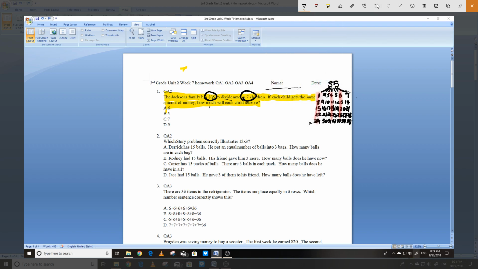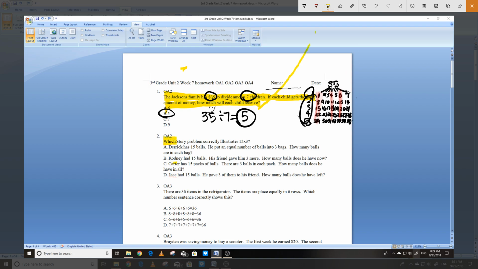Let's just count. We have 1, 2, 3, 4, 5. Since we have 5 numbers per column, our answer here is 5. And 35 divided by 7 equals 5. That is why B is our answer. All right, and that's how you do number 1. Let's take a look at number 2.